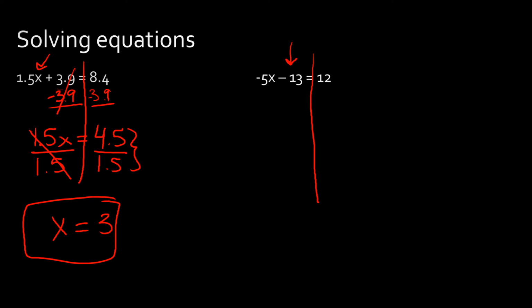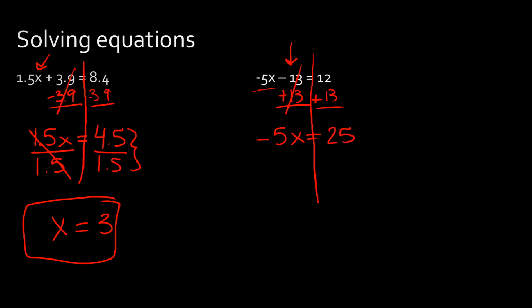So we want to get rid of this minus 13. The opposite of subtracting 13 is going to be adding 13. Now, if I add 13 here, I have to also add 13 to this side. So these are going to go away. This minus 5x, I'm going to bring down here. It's going to be equal to 12 plus 13, which is 25.